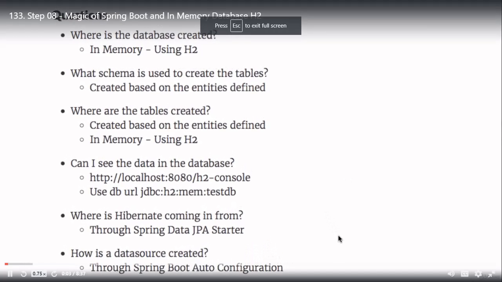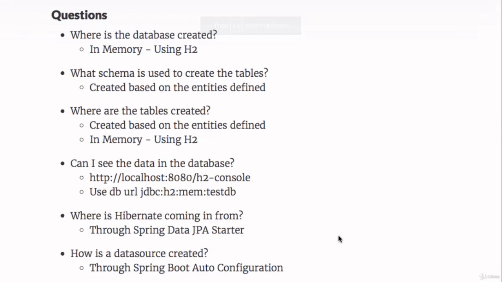In the previous steps, we created entity, we created a DAO service, and we created a command line runner to be able to save the data down to the database. However, there were a lot of unanswered questions. The first one is, where is the database created? What schema is used to create the tables? Where are the tables created? And so on and so forth. In this step, let's answer all those questions.